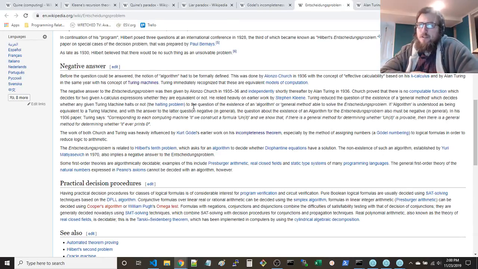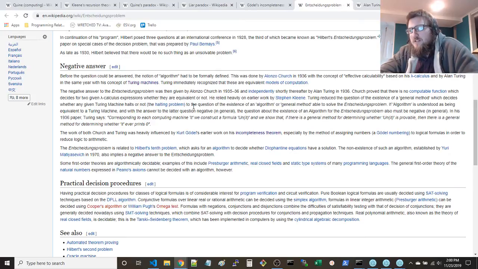Practical decision problems. Having practical decision procedures for classes of logical formulas is of considerable interest for program verification and circuit verification. Pure Boolean logical formulas are usually decided using SAT solving techniques based on the DPLL algorithm. Conjunctive formulas over linear real or rational arithmetic can be decided using the simplex algorithm. Formulas in linear integer arithmetic, Presburger arithmetic, can be decided using Cooper's algorithm or William Pugh's omega test.